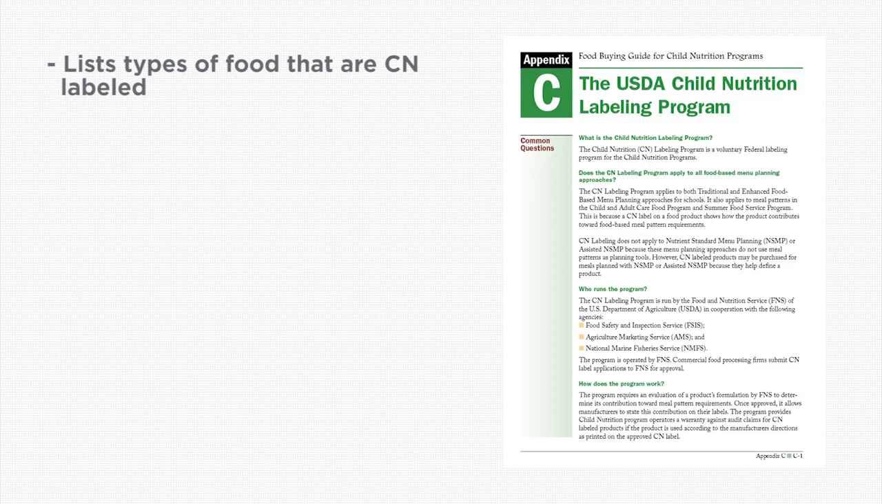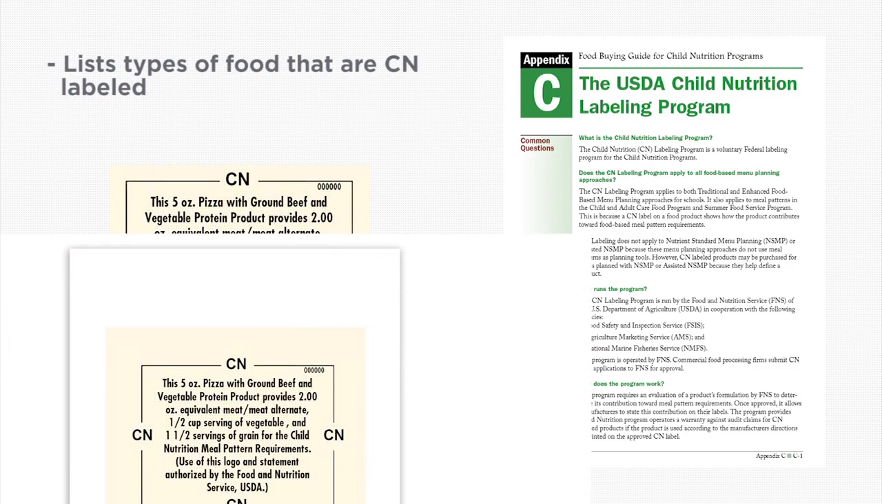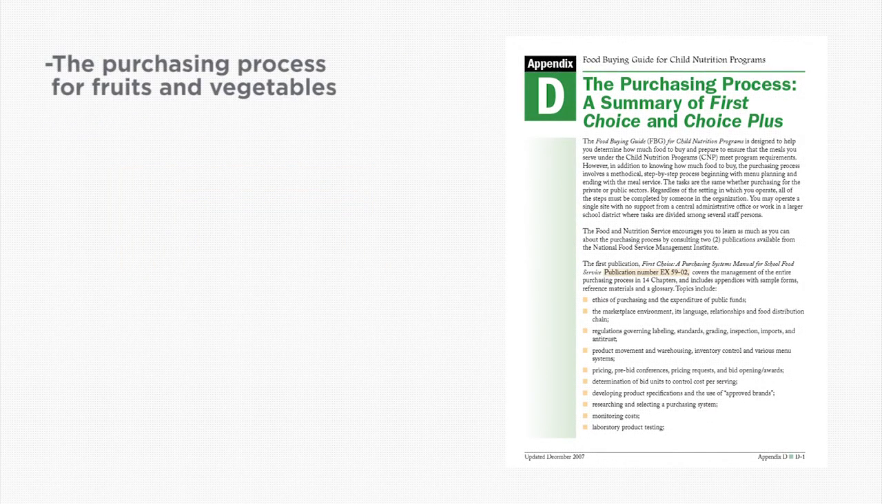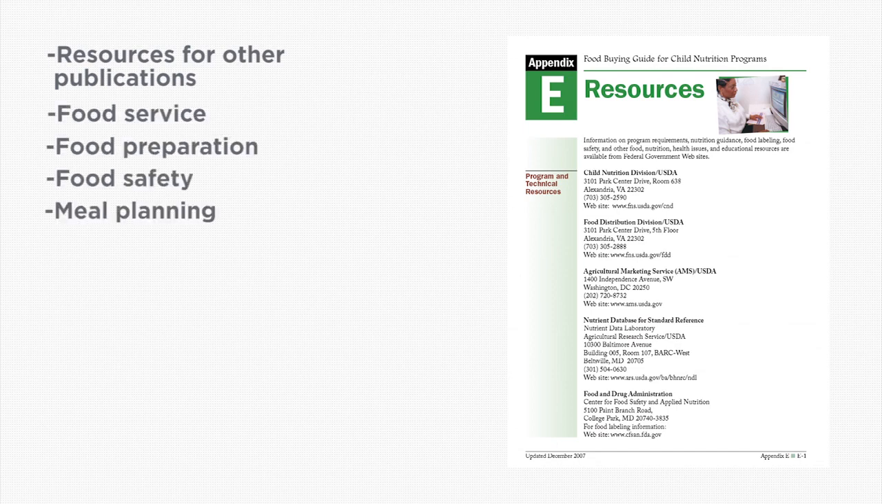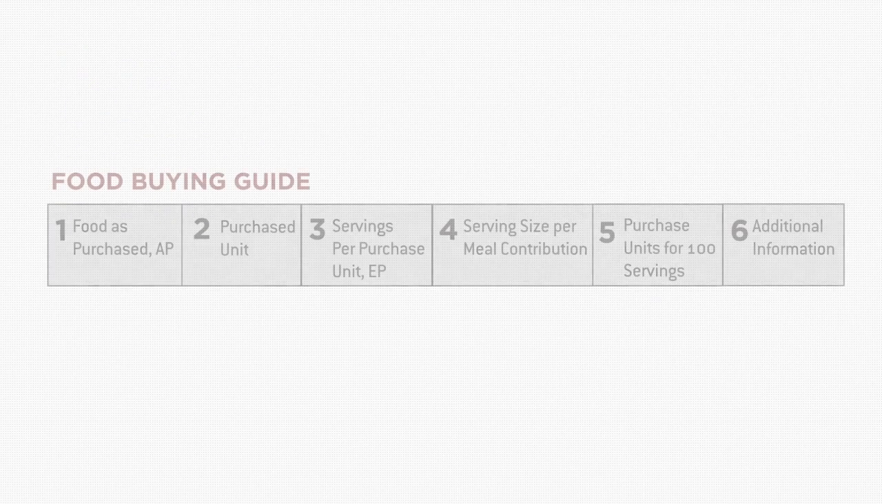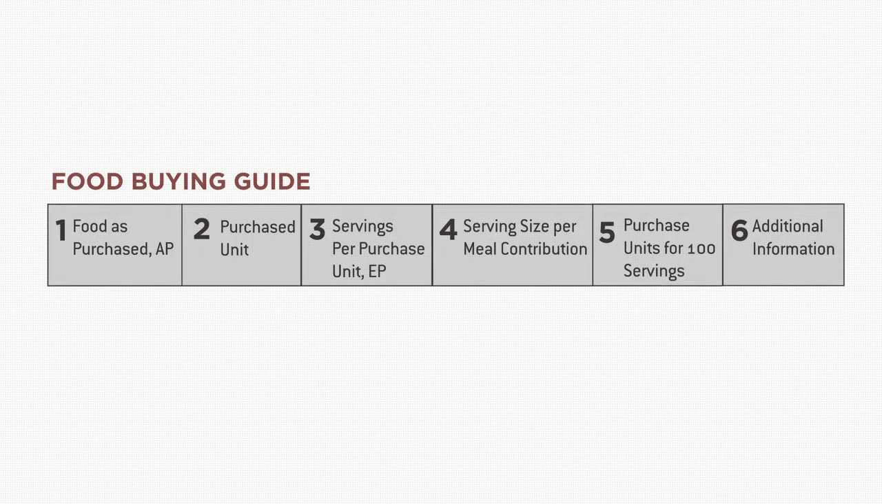Appendix C includes a brief description of the USDA Child Nutrition Labeling Program, types of foods that may be child nutrition labeled, what the child nutrition logo looks like, and additional yield data. Appendix D summarizes the purchasing process for fruits and vegetables. And Appendix E has several key resources for other publications related to food service, food preparation, food safety, meal planning, and more. Now let's look at the 6 columns of the Food Buying Guide.